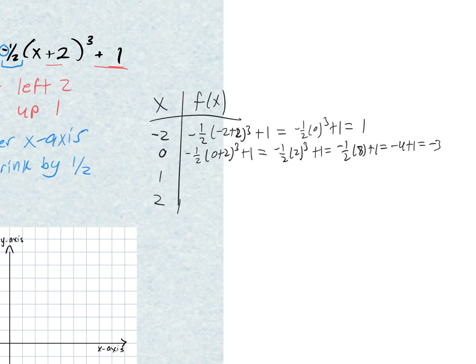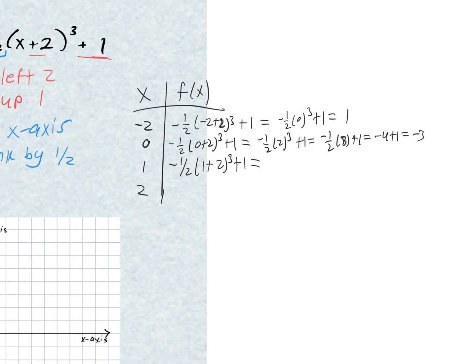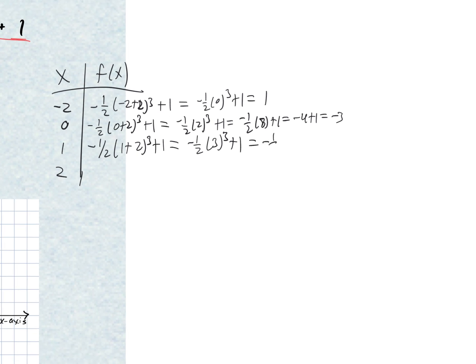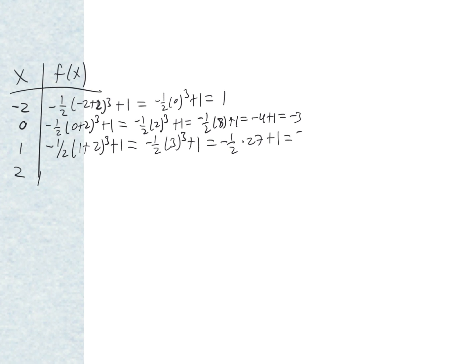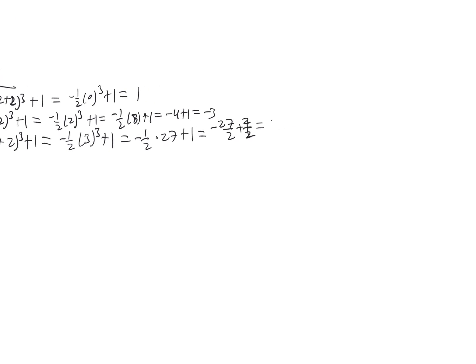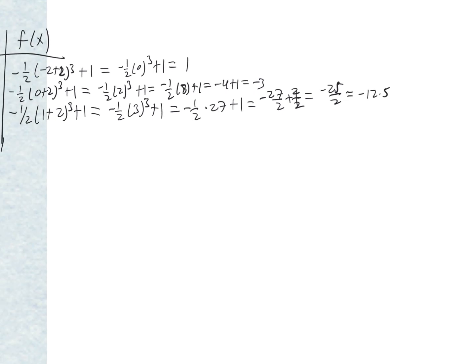We can maybe pick another one, so at 1. So at 1, we have -1/2 times (1 plus 2) cubed plus 1. And 3 cubed is 27. So we get -1/2 times 27 plus 1, which is -27 over 2 plus 1. Converting this, the 1 becomes 2 over 2, so we get -25 over 2, which is -12.5. So it's going to be way down there.